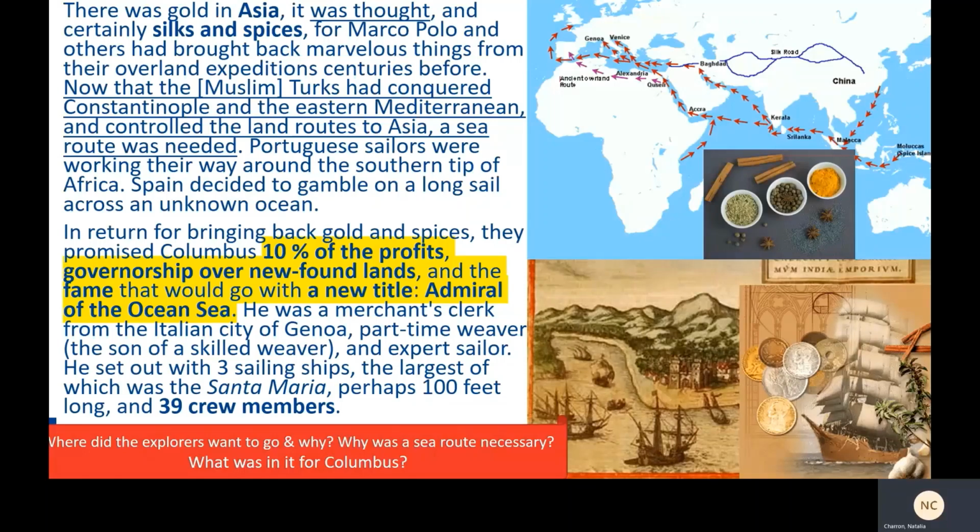Now that the Muslim Turks had conquered Constantinople in the eastern Mediterranean and controlled the land routes to Asia, a sea route was needed. Portuguese sailors were working their way around the southern tip of Africa. Spain decided to gamble on a long sail across an unknown ocean. In return for bringing back gold and spices, they promised Columbus 10% of the profits, governorship over newfound lands, and the fame that would go with the new title, Admiral of the Ocean Sea. He was a merchant's clerk from the Italian city of Genoa, part-time weaver, the son of a skilled weaver, and expert sailor. He set out with 3 sailing ships, the largest of which was the Santa Maria, perhaps 100 feet long, and 39 crew members.